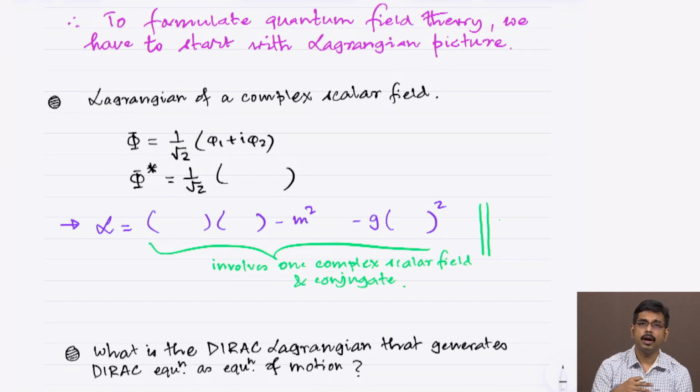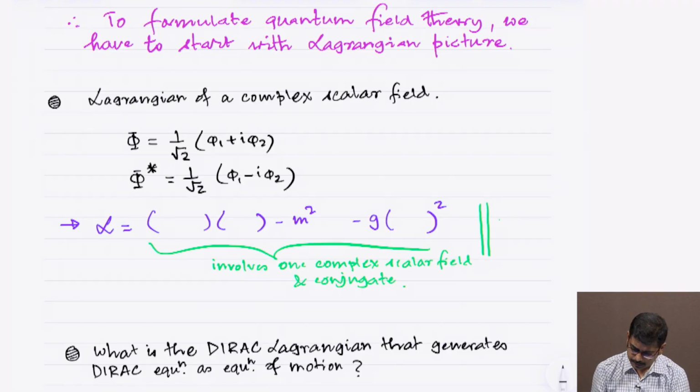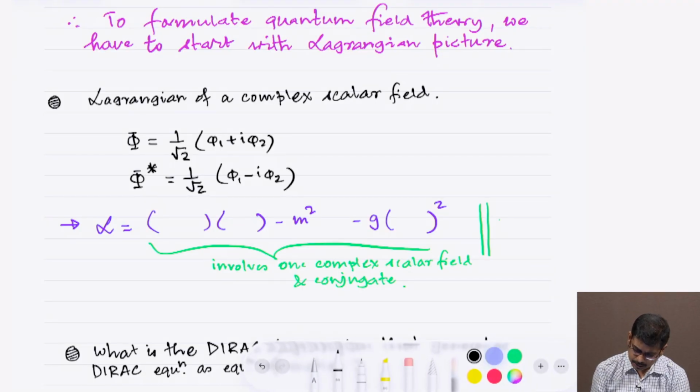So, how do I define the corresponding conjugate? The complex conjugate will be phi 1 minus i phi 2. So, this is a Lagrangian which basically involves 2 real degrees of freedom in terms of phi 1 and phi 2, or I can also say that phi and phi star are my 2 degrees of freedom with respect to which I would like to write.